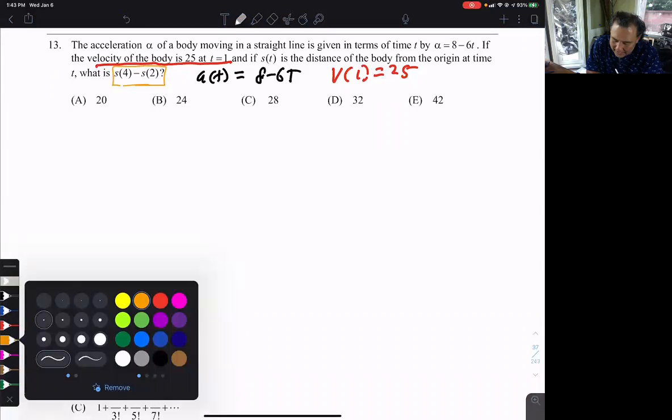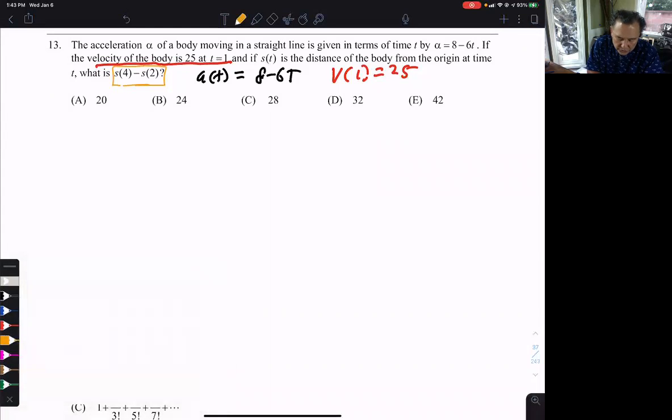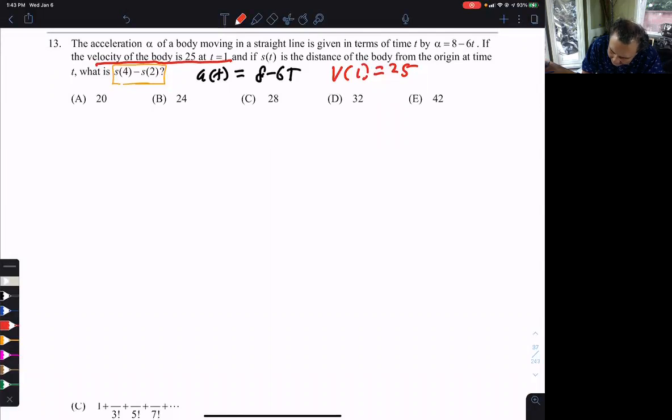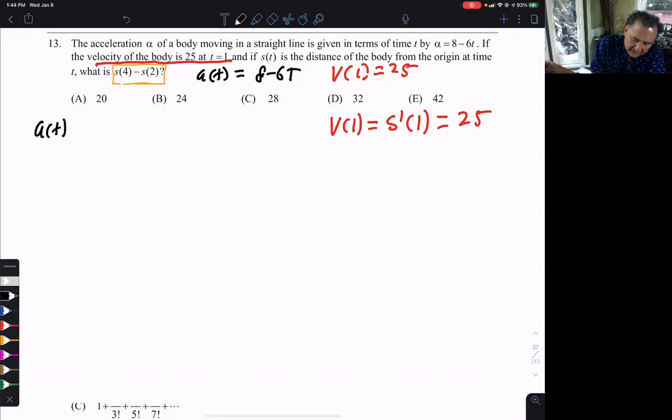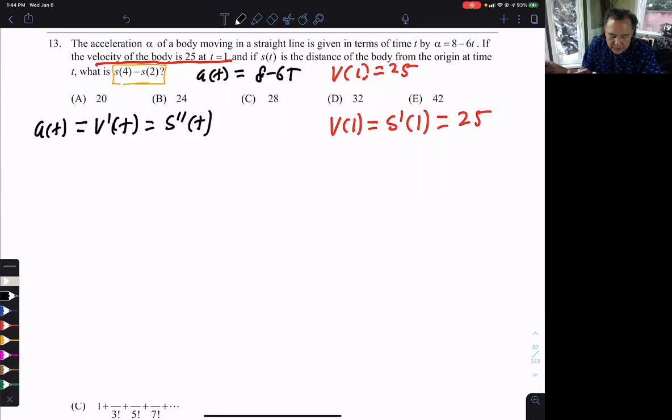But what is s? S is the position. So s is the position function. So technically, I'm going to rewrite this. V of 1 is the same as s prime at 1. It's 25. Okay? And let me just do general stuff. A of t is v prime of t, or it's s double prime of t, right? Just as a reminder. So that's the relationship between the three.